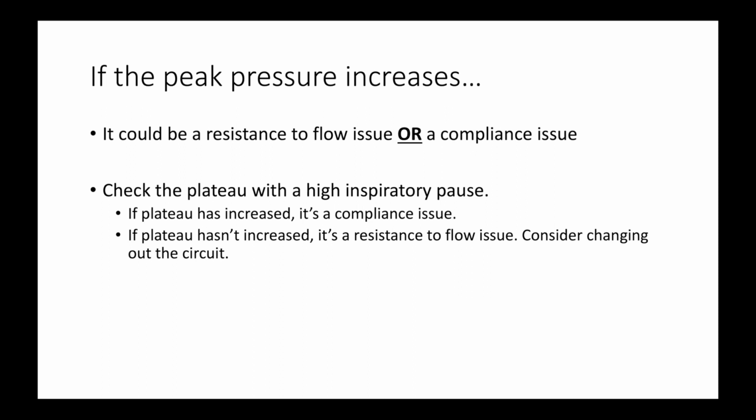And you should really consider changing out the circuit, because the pretest probability that it's clogged up with condensation is a lot higher than it would be typically in the OR. Now, it could be something else. It could be a kinked tube, it could be secretions, so you have to keep those things in mind. But that's why the plateau pressure, as we are measuring it on our standard ventilators, especially with short inspiratory pause times, is misleading with these COVID patients in the ICU.